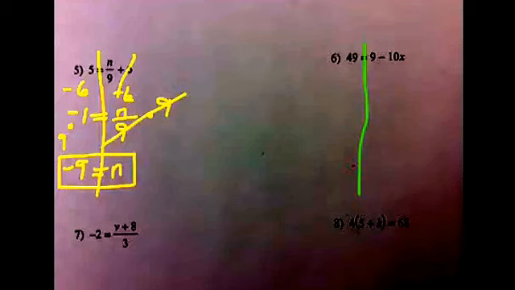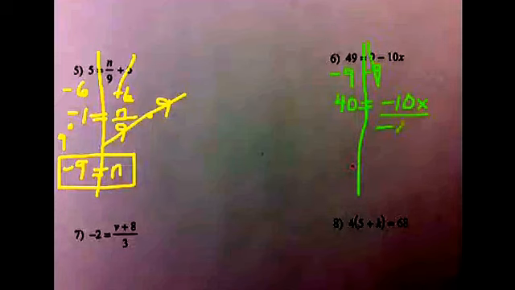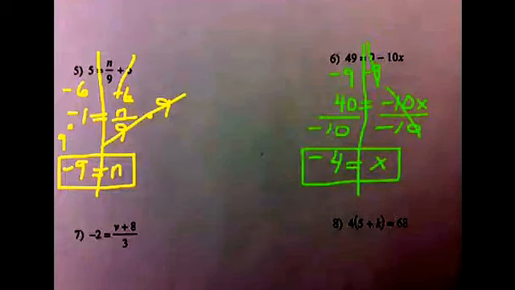I'm going to subtract 9 in order to undo the operation there. So 49 minus 9 is going to be 40. That's going to be equal to, well, 9 and negative 9 cancel out, so equal to negative 10x. Then the x is being multiplied by negative 10, so I need to divide by negative 10, so that will cancel out, and divide by negative 10 on the other side as well to keep it balanced. 40 divided by negative 10 is negative 4, so negative 4 is equal to x. That is our solution for this problem. 2 more to go.